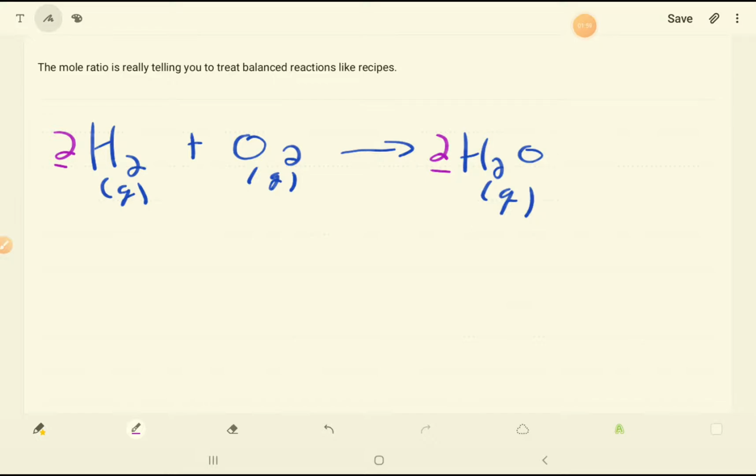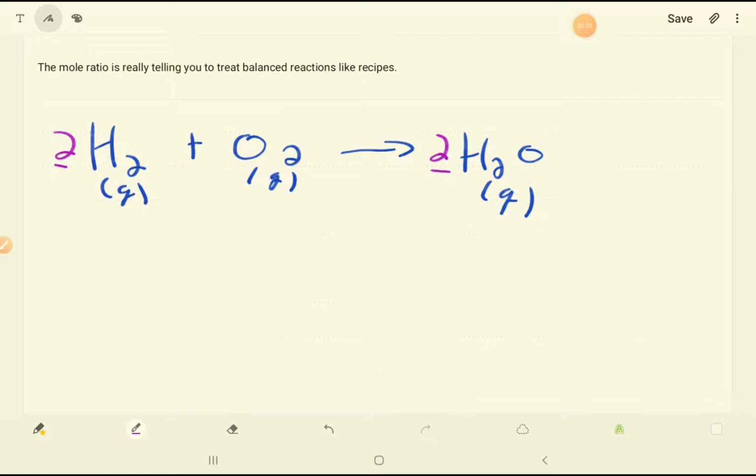Now, if you think about a recipe, for example, making pancakes, you would say that a cup of flour plus a cup of water or milk plus 1 egg is going to give you 6 to 7 pancakes. And so it's a 1 to 1 to 1 ratio. And if you change the amounts, if I double, let's say, the amount of eggs, flour, and water, then I'm going to get double the amount of pancakes. Well, it works the same way with these balanced reactions.